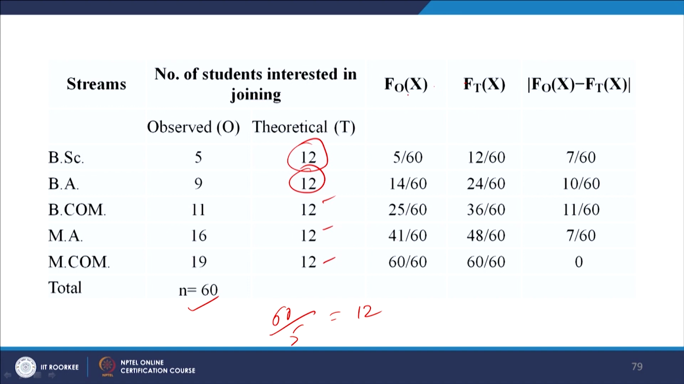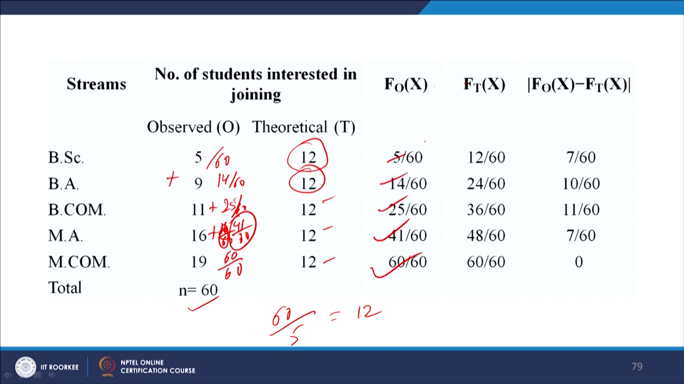Now, what is my observed cumulative frequency? The first is 5 by 60. Then 5 by 60 plus 9 by 60 is 14 by 60, then plus 11 by 60 comes to 25 by 60. Then plus 16 by 60: 25 plus 16 is 41 by 60. And lastly, 60 by 60. So, we have got this.